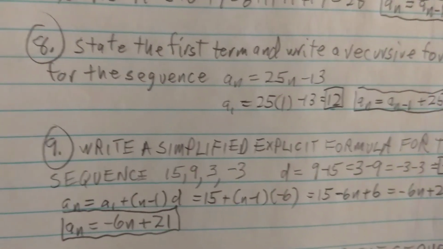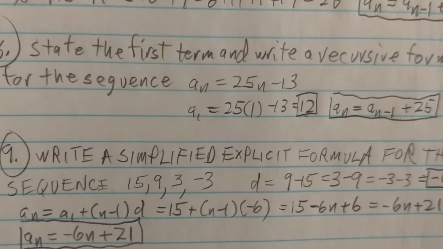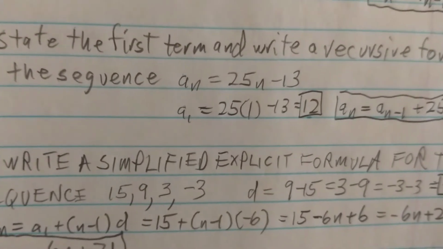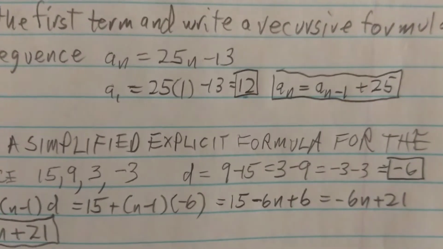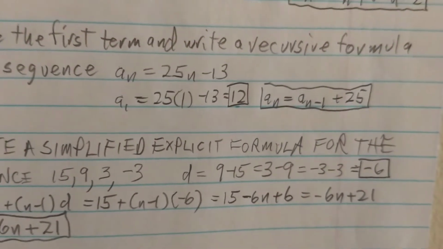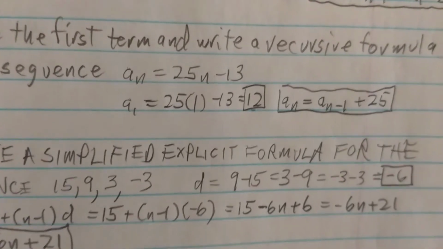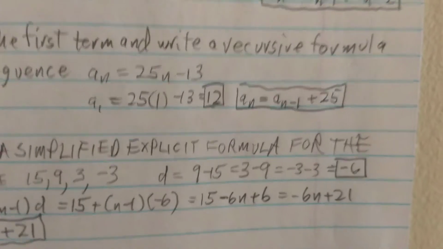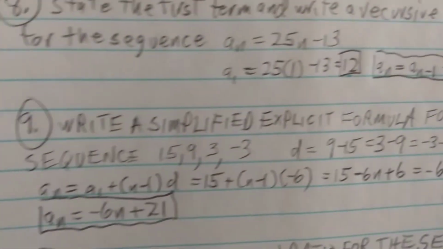So for problem 8, we're to state the first term and write a recursive formula for the sequence a sub n equals 25n minus 13. Now a sub 1 is pretty easy to get, just substituting 1 for n: 25 times 1 minus 13, or 25 minus 13, equals 12. And recursively, we're just saying a sub n is the last term, a sub n minus 1, plus 25. The 25 is the fixed difference from term to term.